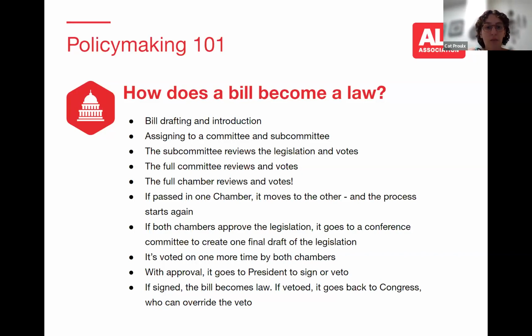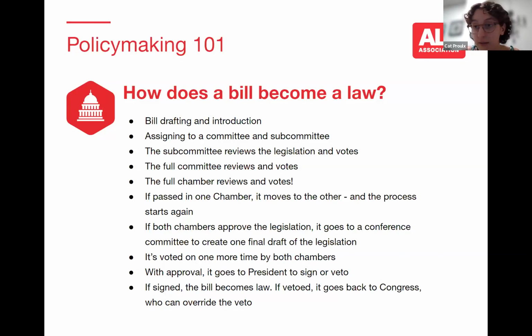So obviously this sounds like a very long and complicated process, and that's because it is. And this is just a simplified version of what this process looks like. So when you're engaging with your lawmaker, it helps to know where they are in the legislative process for the piece of legislation that you're talking to them about.